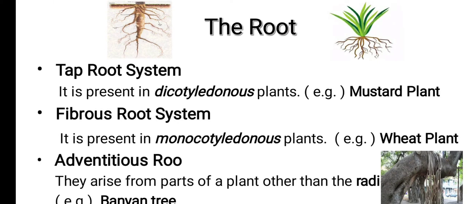The root systems are divided into three categories. Number one, taproot system. It is present in dicotyledonous plants, for example, mustard plant. Next comes the fibrous root system. It is present in monocotyledonous plants. Example, wheat plant.